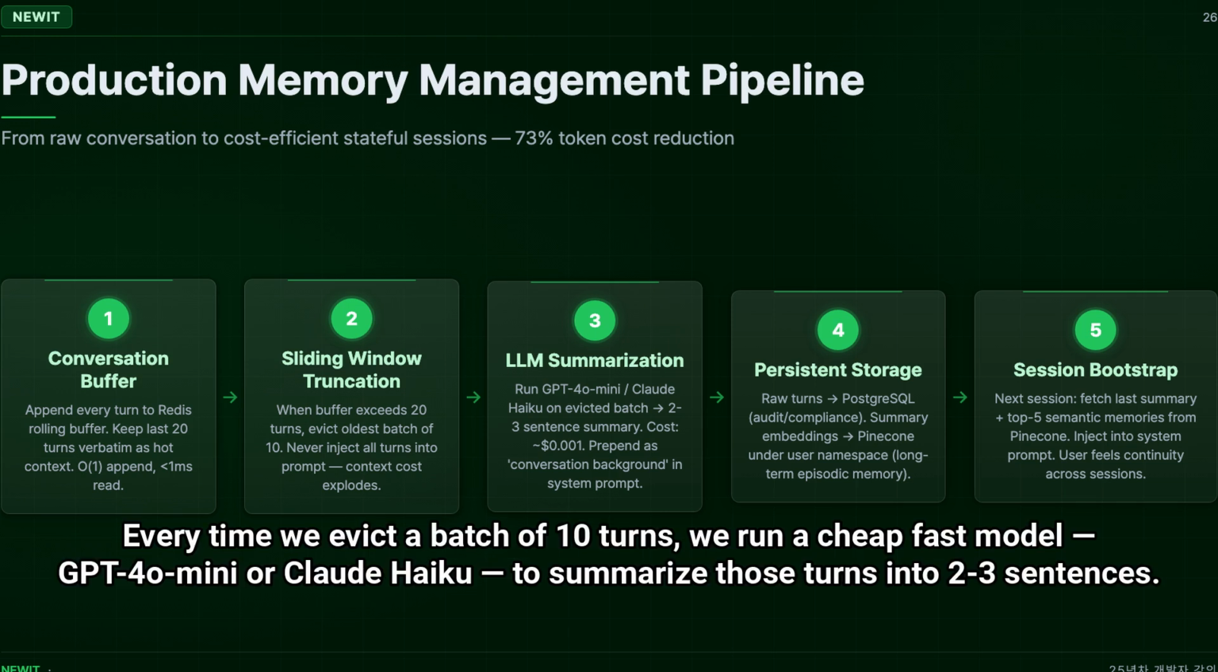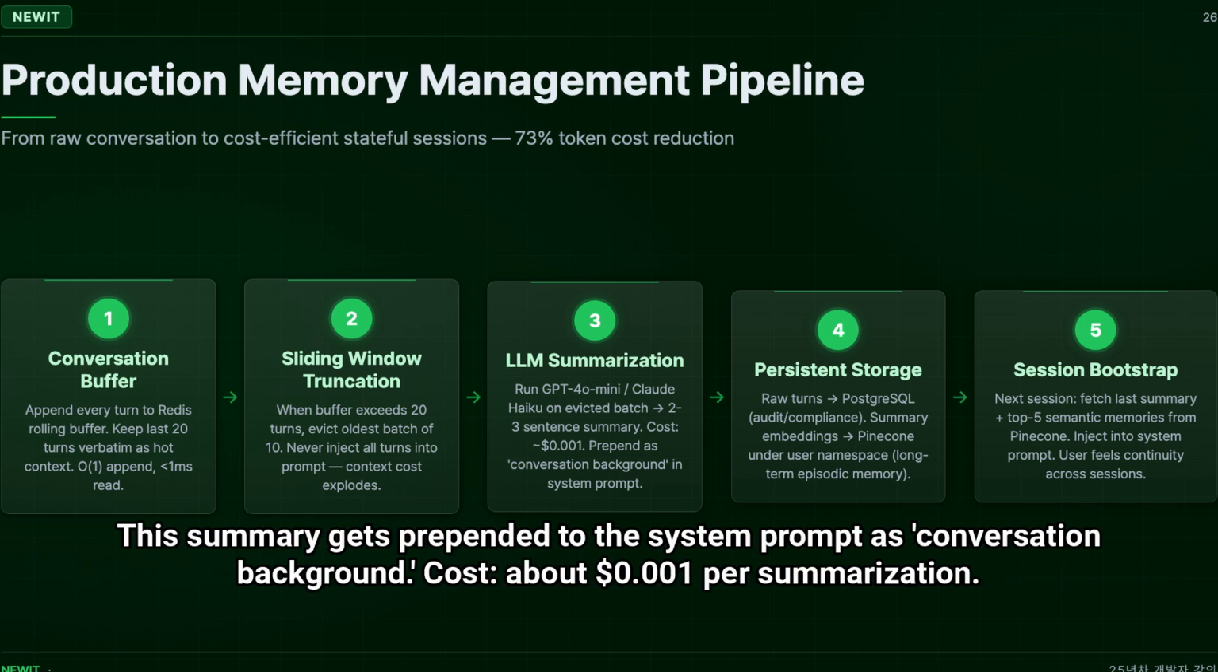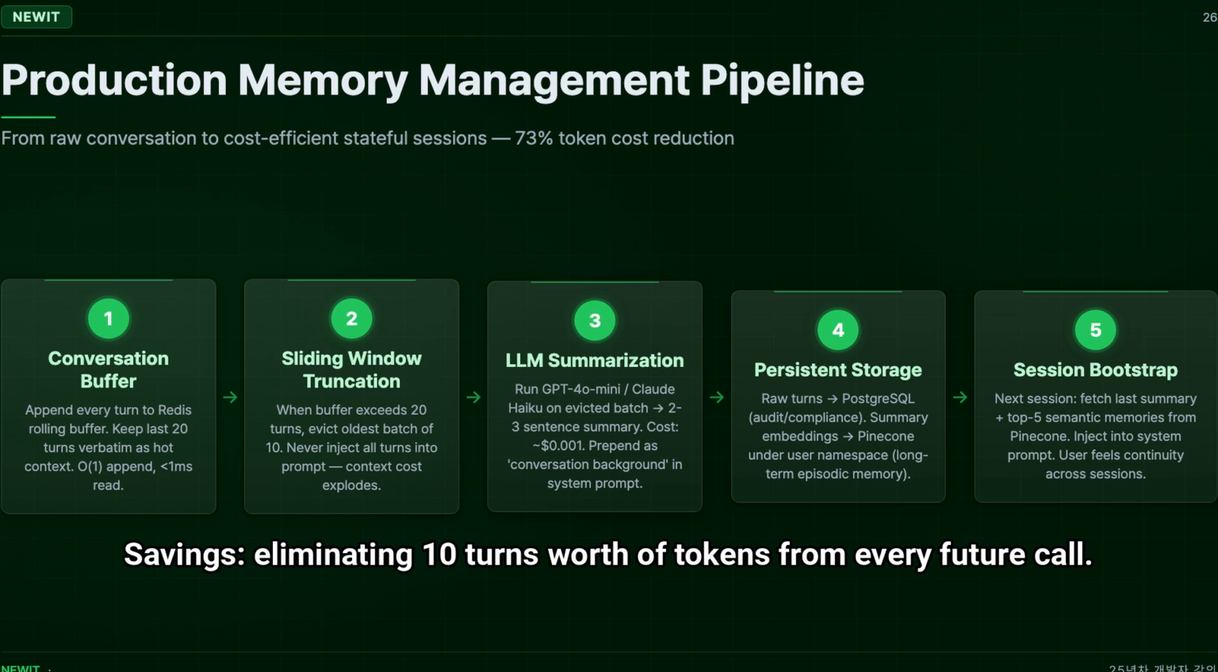Step 3. LLM-based summarization. Every time we evict a batch of 10 turns, we run a cheap, fast model, GPT-4 Mini or Claude Haiku, to summarize those turns into 2 to 3 sentences. This summary gets prepended to the system prompt as conversation background. Cost, about $0.01 per summarization. Savings, eliminating 10 turns' worth of tokens from every future call.